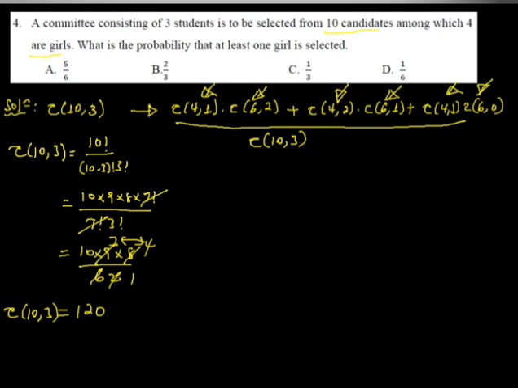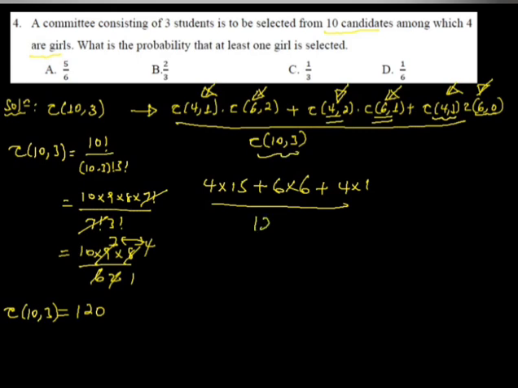So combination of 4, 1 means 4, and combination of 6, 2 means 15, plus combination of 4, 2 means 6, and combination of 6, 1 is also 6, plus combination of 4, 3 is 4, and combination of 6, 0 is 1, over the combination of 10, 3, which is 120.